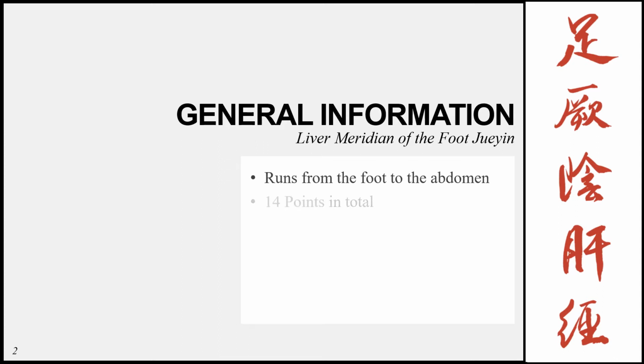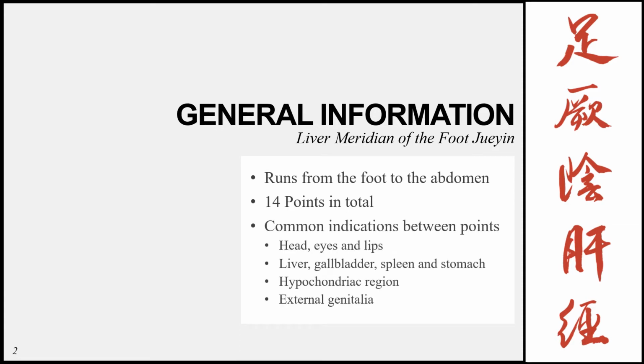There are 14 points in total, and the common indications between points are for conditions of the head, eyes and lips, the liver, gallbladder, spleen and stomach, the hypochondriac region, and the external genitalia.